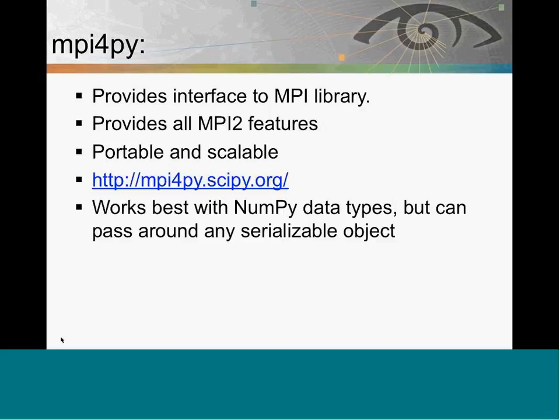So multiprocessing is useful to run your code on a multi-core architecture. Then you have multiple nodes, where the multiprocessing package is not useful. MPI4Py is the interface to the MPI library and provides most of the functionality available in the MPI-2 standard. It is scalable, so it doesn't matter which implementation you use. It's mostly compatible with available implementations, and it works best with NumPy data types.